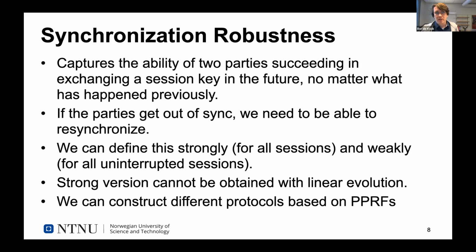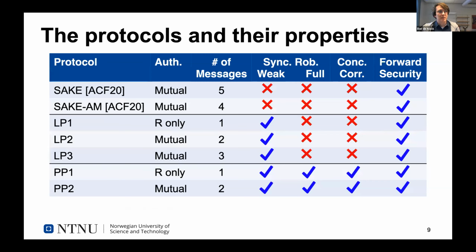Apart from all this modeling work, the result in our paper is 5 new protocols. And so here we see those 5 compared with the existing work. We see that all of our protocols obtain the weak version of synchronization robustness. The ones based on nonlinear evolution also have the strong flavor and also have this concurrent correctness in all cases. All our protocols obtain forward security. And it's also worth noting that all our protocols need fewer messages than the existing work. So we improve the state of the art significantly in that way as well.